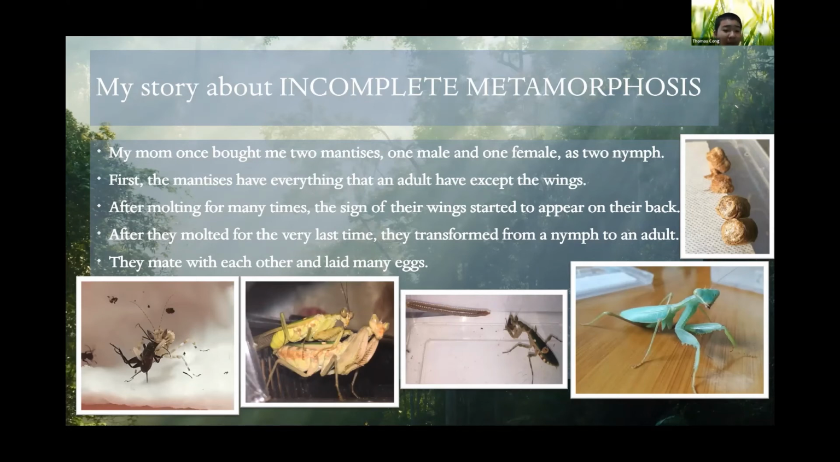And after molting many times, the signs of their wings started to appear on their back. At first, it's very small that you can't even see it, but eventually they'll grow big enough that it's very obvious, but still not big enough to say they're wings. And now I'm going to ask you guys a question about what they eat. If you know the answer, you can type it in the chat.